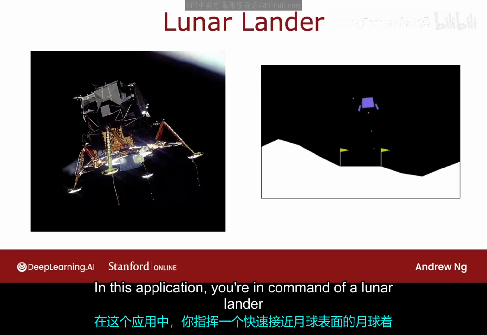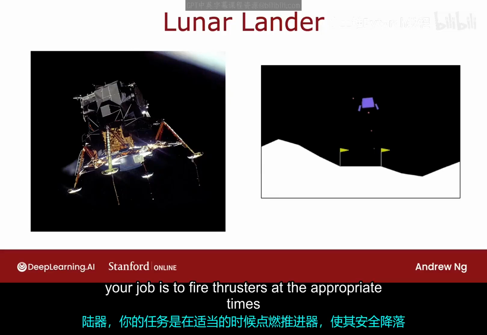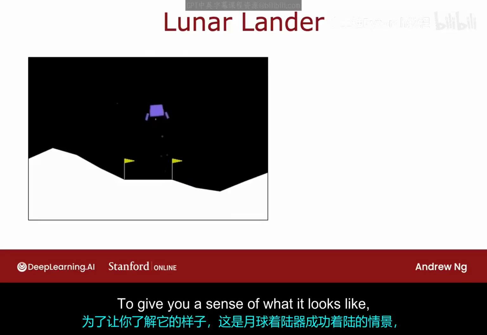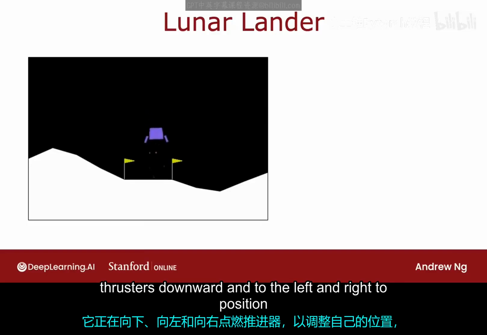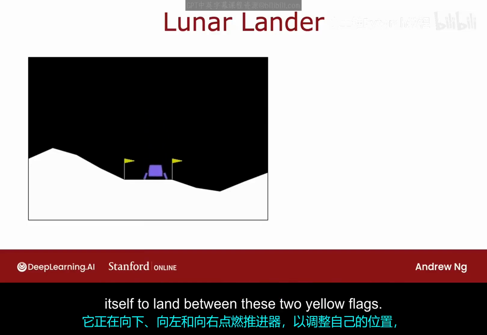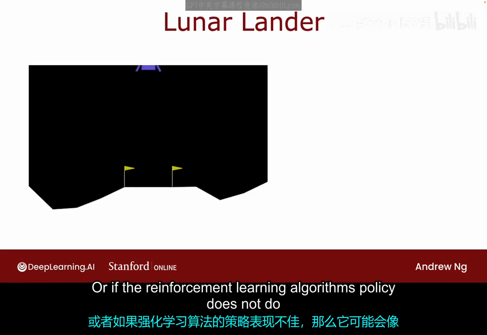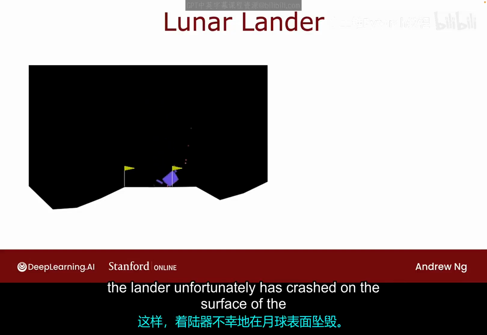In this application, you're in command of a lunar lander that is rapidly approaching the surface of the moon, and your job is to fire thrusters at the appropriate times to land it safely on a landing pad. To give you a sense of what it looks like, this is the lunar lander landing successfully, and it's firing thrusters downward and to the left and right to position itself to land between these two yellow flags. Or if the reinforcement learning algorithm's policy does not do well, then this is what it might look like, where the lander unfortunately has crashed on the surface of the moon.